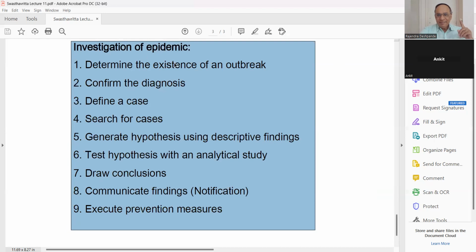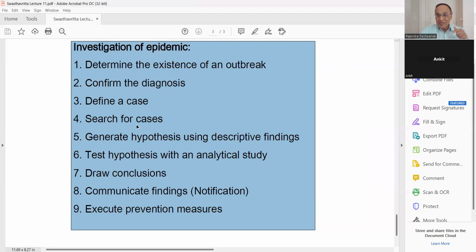Determine the existence of an outbreak. Say, there is an epidemic of typhoid. There is an epidemic of jaundice. There is a pandemic of corona. So determine the existence, then confirm the diagnosis by test. Define a case, which is a patient who is definitely a 100% patient.